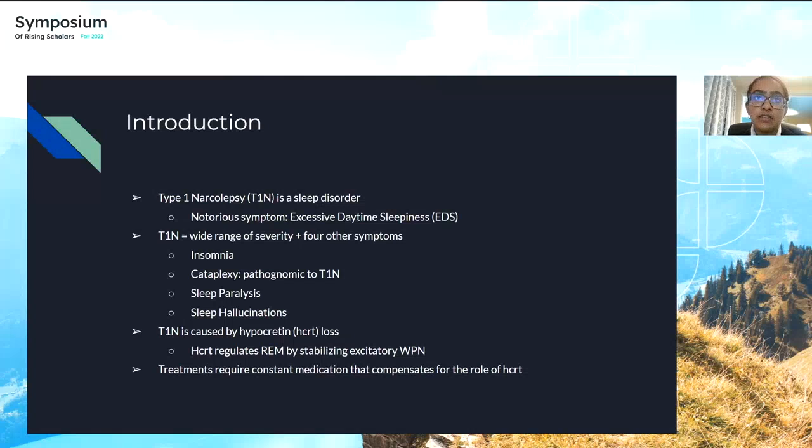T1N is caused by the death of hypocretin neurons, which normally regulate processes that are associated with REM sleep. Because of this, all the treatments that are currently in circulation require constant medication to compensate for this loss of hypocretin.